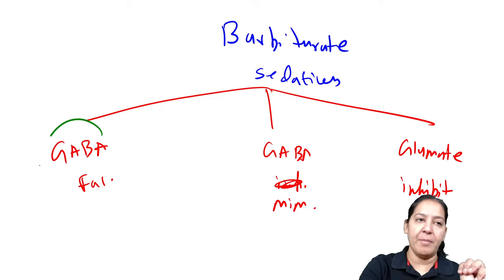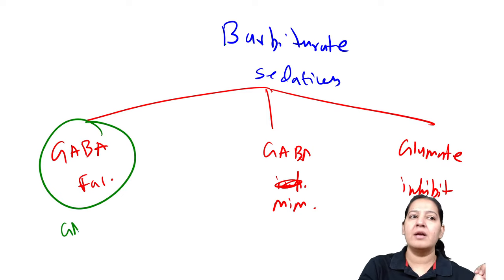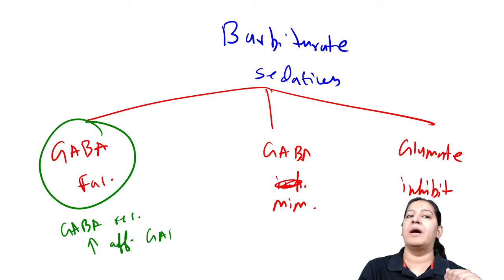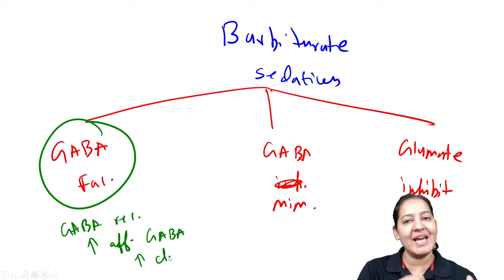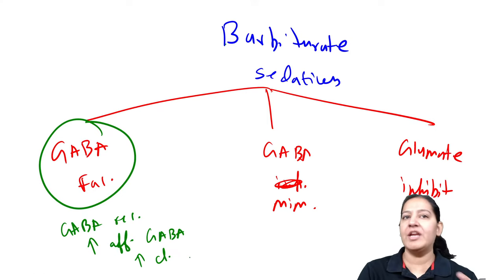Who will summarize? GABA facilitatory action, in which barbiturate goes to the GABA receptor. After going to the GABA receptor, it helps GABA, it increases the affinity of the natural GABA for the same receptor, so that it opens the chloride channel for more time. Instead of 1 second, it is opening for 10 milliseconds. So more chloride, more hyperpolarization, more inhibition, more sleep.